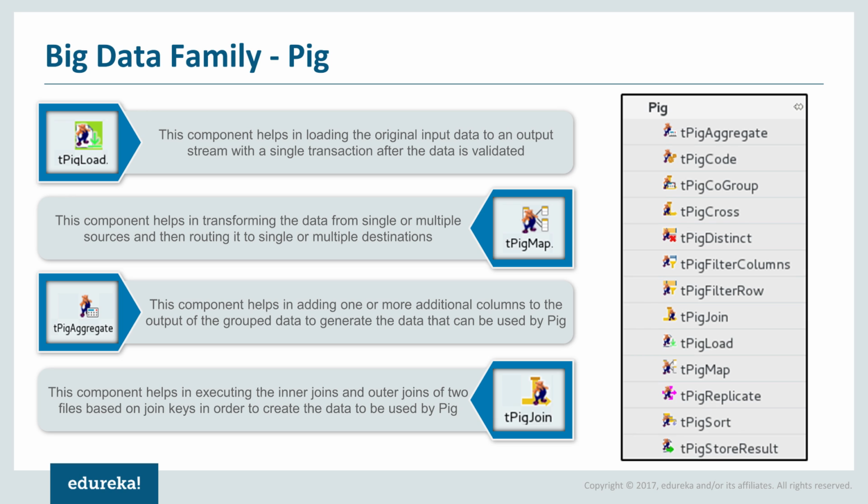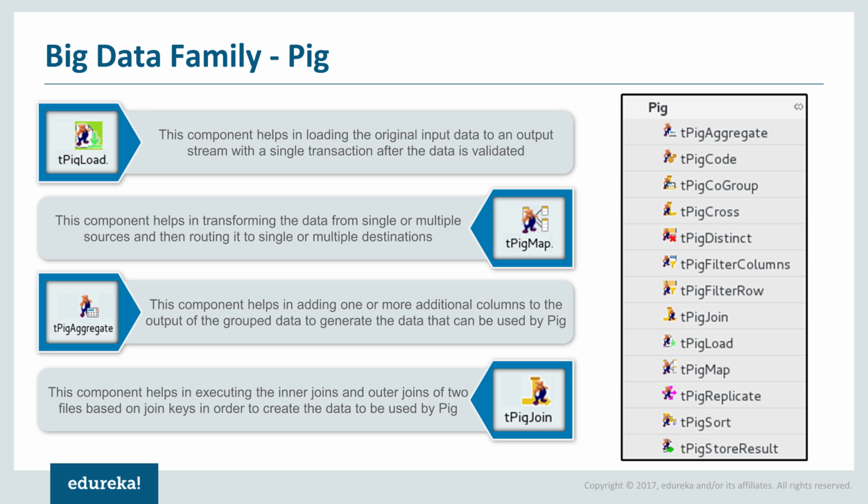So what is Pig map? This component helps in transforming the data from single or multiple sources. Again, this Pig map can work on your Pig components only. So they are all dedicated components. So you can take multiple sources, you can join, you can do some transformations, and you can give out the different filter results as well.